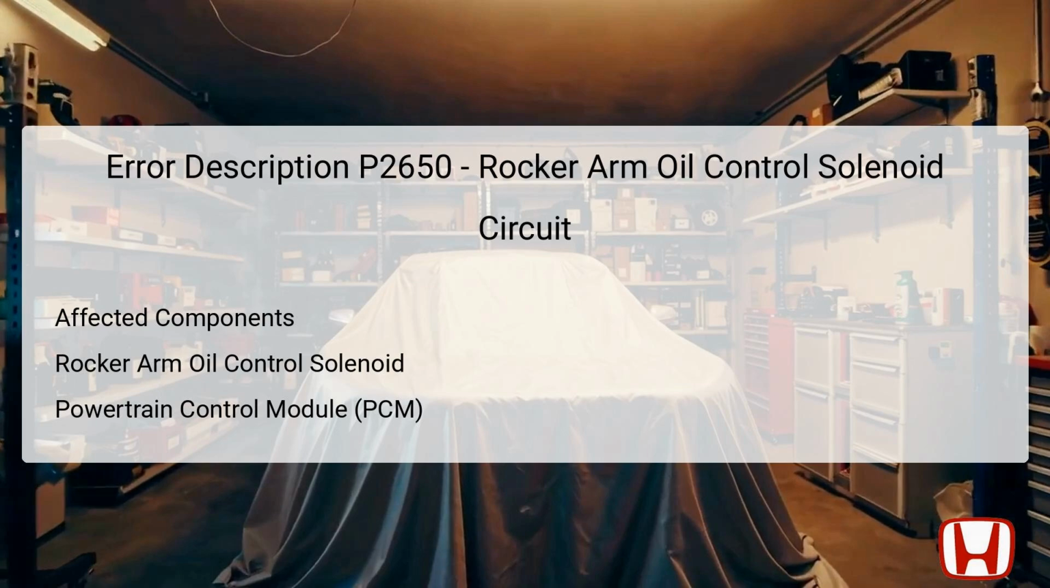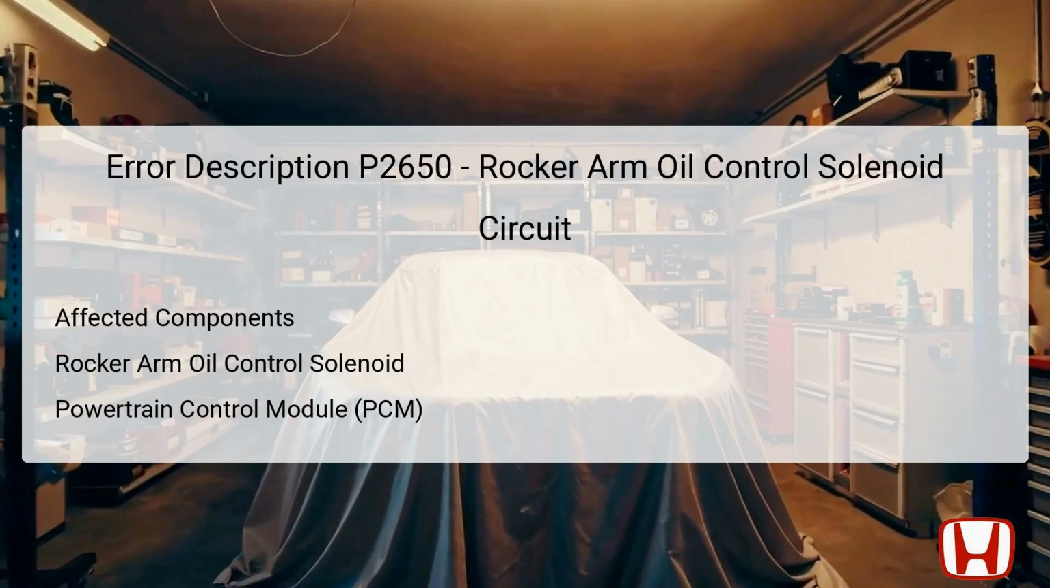The key components affected by DTC P2650 include the rocker arm oil control solenoid, the rocker arm oil control valve, and the Powertrain Control Module, PCM. The rocker arm oil control solenoid is integrated with the rocker arm oil control valve, regulating oil pressure and thereby influencing the timing of the engine's valves. Situated in the engine compartment, the rocker arm oil control solenoid receives commands from the PCM, which is located under the dashboard in the passenger compartment.